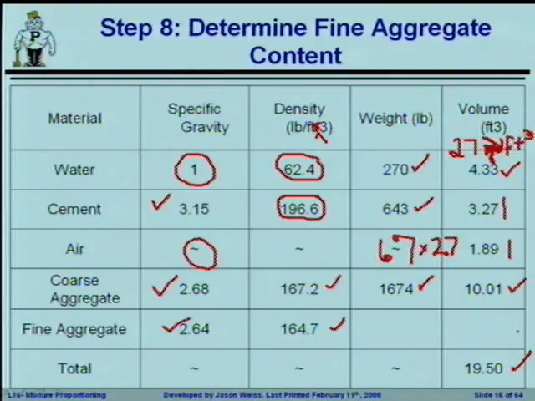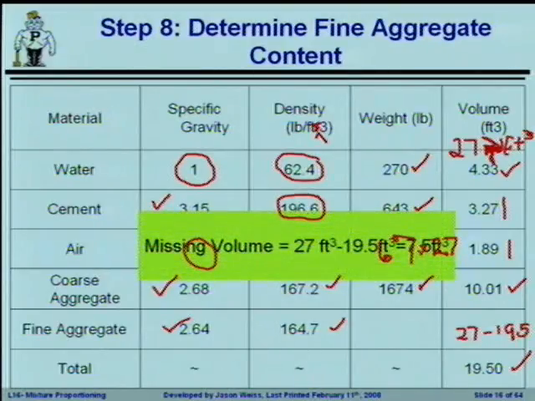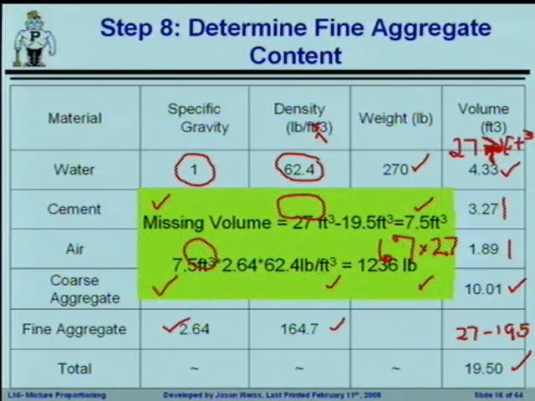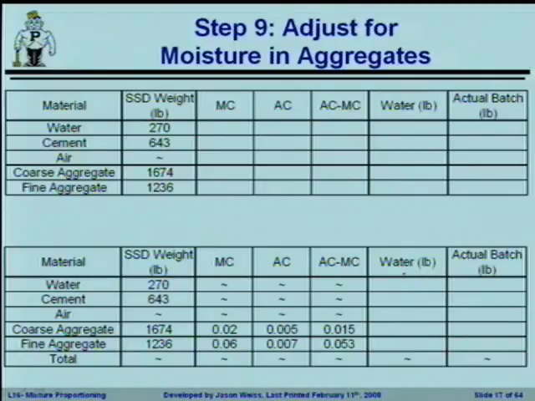19.5 cubic feet. That means that the leftover space is going to be 27 minus 19.5, which tells us that 7.5, which I've got in our middle spot here, is going to be the missing volume of our aggregate. So in order to calculate how much that is, we've got 7.5 cubic feet times 2.64, which is our specific gravity, times the density of water, gives us 1,236 pounds of fine aggregate in our mixture.